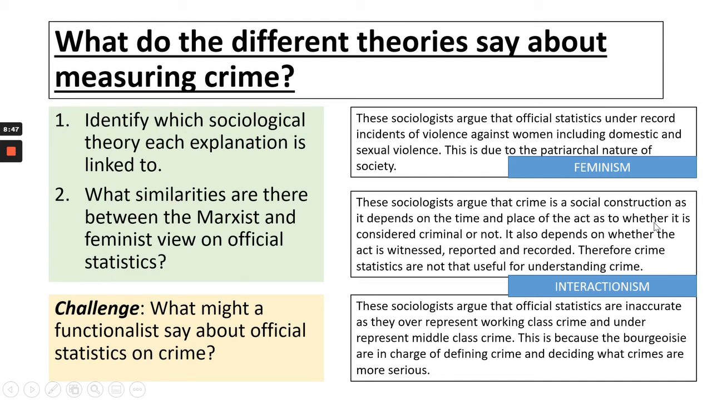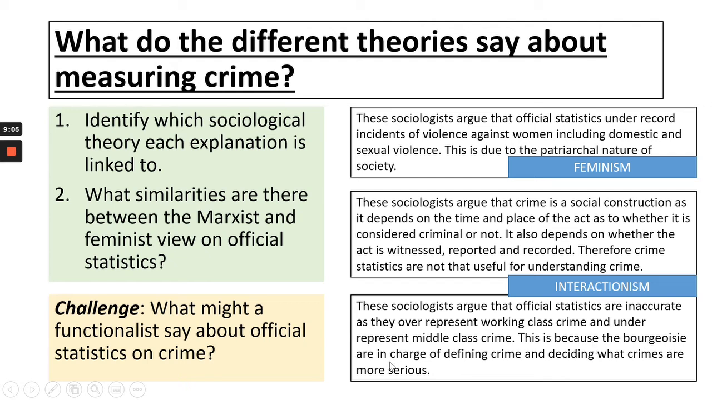So this is interactionism because we're talking about crime being a social construction, about us labelling something as criminal or not, depending on what the actual act is and where it's occurred. And then the last one, these sociologists argue official statistics are inaccurate as they overrepresent working class crime and underrepresent middle class crime.